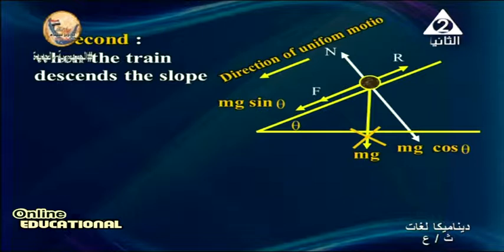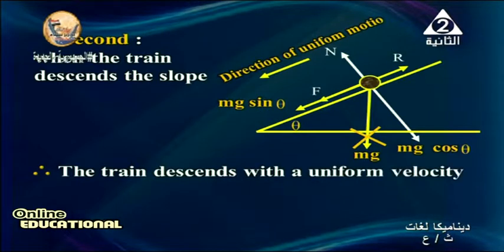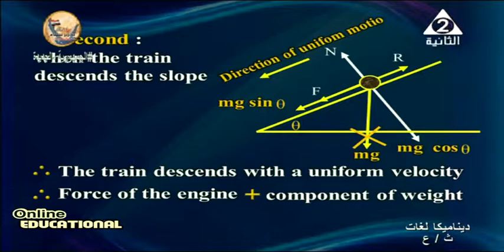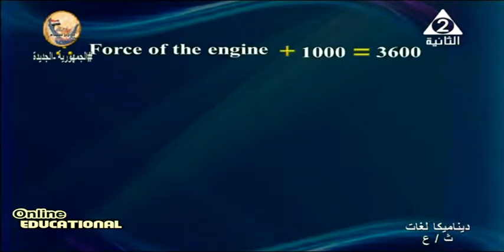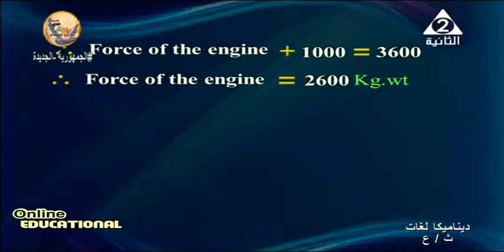when the train descends the slope, the train descends with a uniform velocity. Then the acceleration equals 0, and according to Newton's first law, the force of the engine plus the component of weight equals the resistance. The force plus mg sine theta equals the resistance. Then the force of the engine plus 1,000 equals 3,600. Then the force equals 3,600 minus 1,000 equals 2,600 kilogram weight.